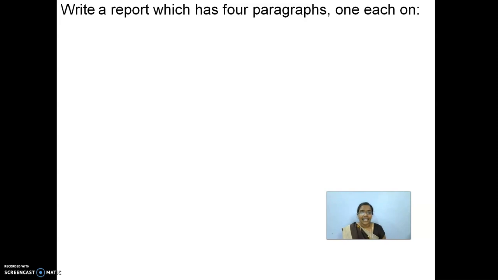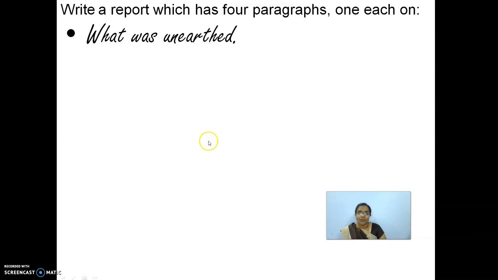See, the hint information is given for you. You are going to make it elaborative. Run for 4 paragraphs. How many paragraphs? 4 paragraphs, 1 on each. See to that. What was unearthed? 1 on each. I told you that you are going to write 4 paragraphs. If you are going to answer this question, what was unearthed, you should make it run for 2 or 3 lines.